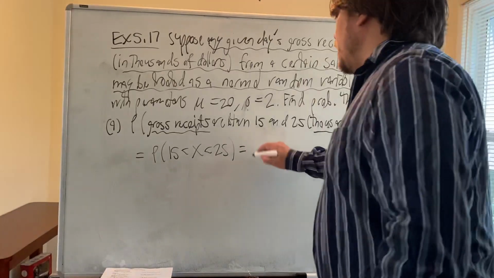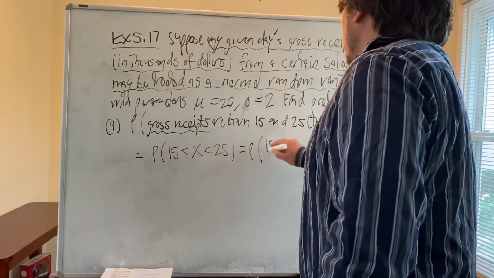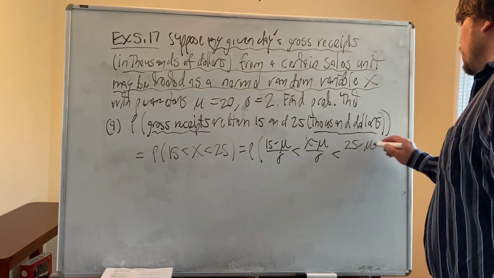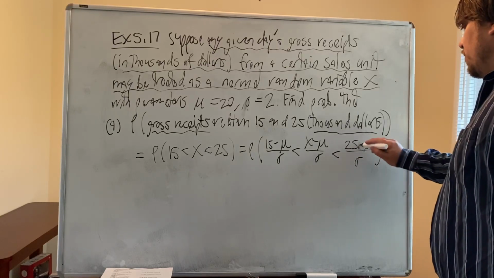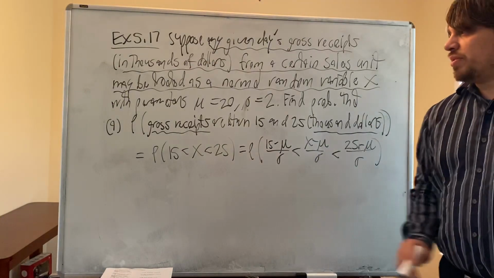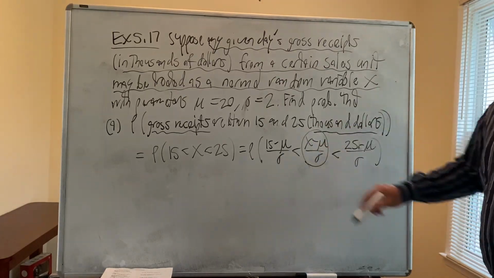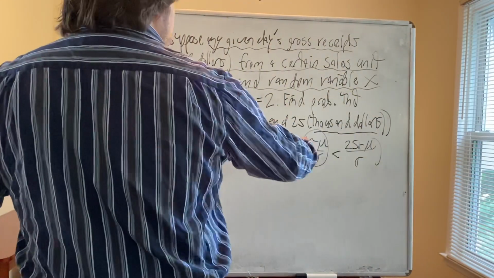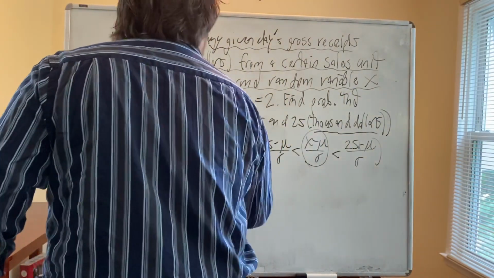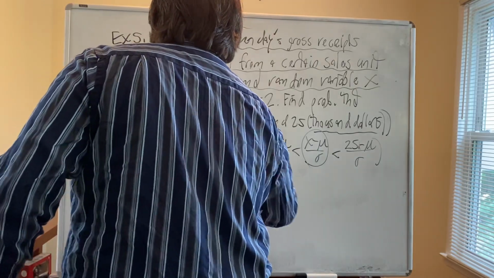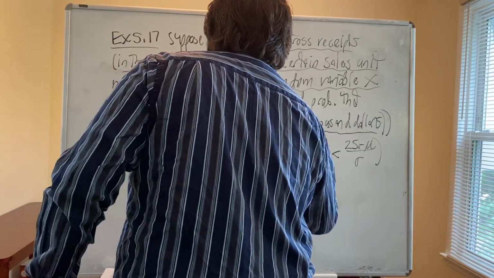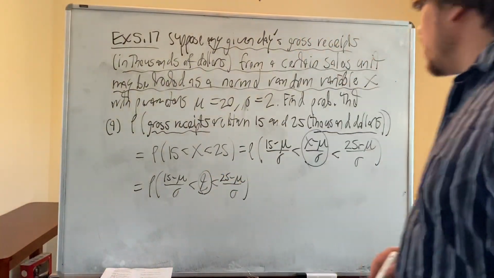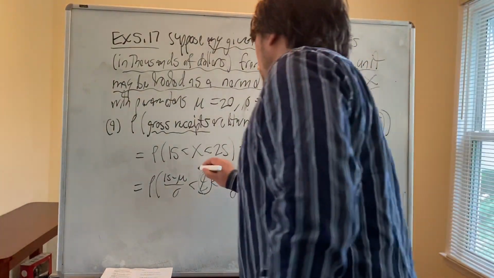Now we're going to use the same method as before. We're going to take this 15 minus mu over sigma less than X minus mu over sigma less than 25 minus mu over sigma. We're taking this probability of a normal random variable and translating it to the probability of a standard normal random variable, our standard random variable Z. So this is equal to the probability that (15 minus mu) over sigma is less than Z, less than (25 minus mu) over sigma, where Z is (X minus mu) over sigma, and Z is a standard normal random variable.